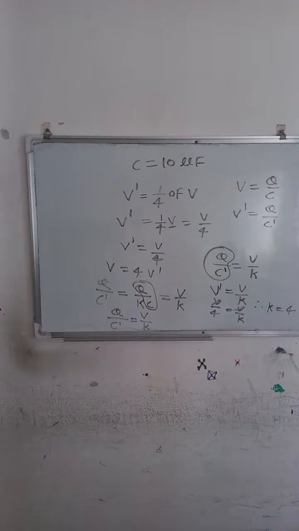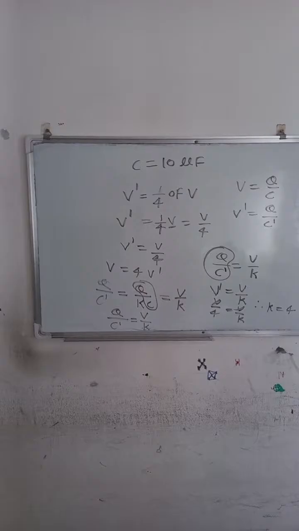Next question. Sketch the graph to show how the charge Q acquired by a capacitor of capacitance C varies with increase in the potential difference.